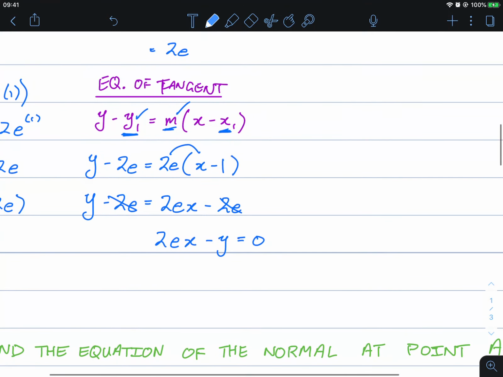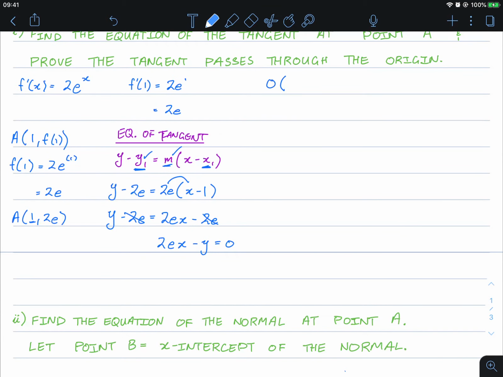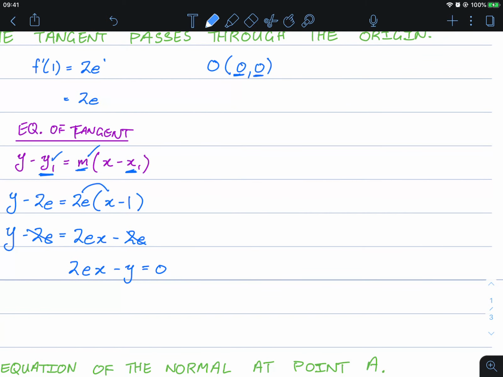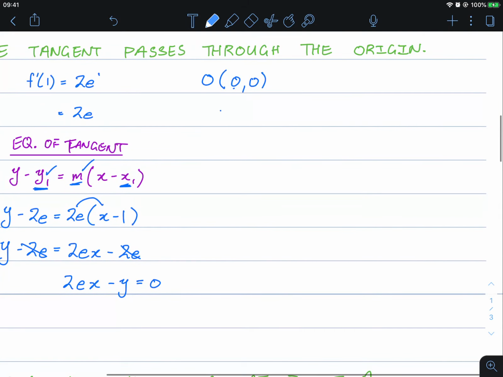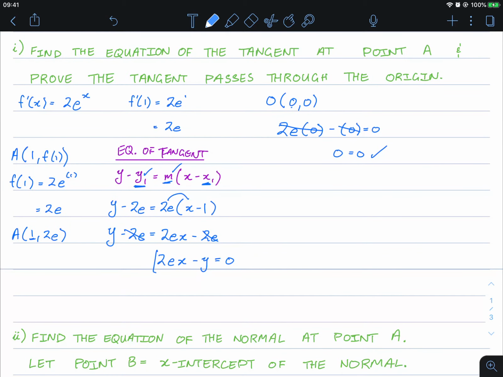So now, to prove that this passes through the origin, remember the coordinates of the origin are 0, 0. If we substitute x equals 0 and y equals 0 into our function, we should get a true statement. Well, let's do that. 2e times 0 minus 0 equals 0. Well, that's 0 and that's 0, which leaves us 0 equals 0. So we've proven that this equation of the line passes through the origin by substituting 0, 0.